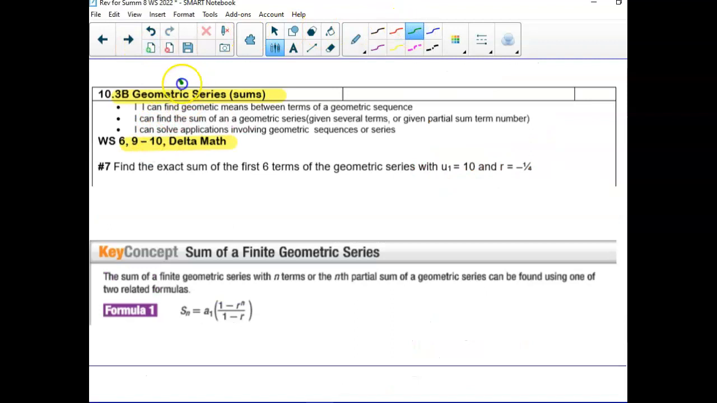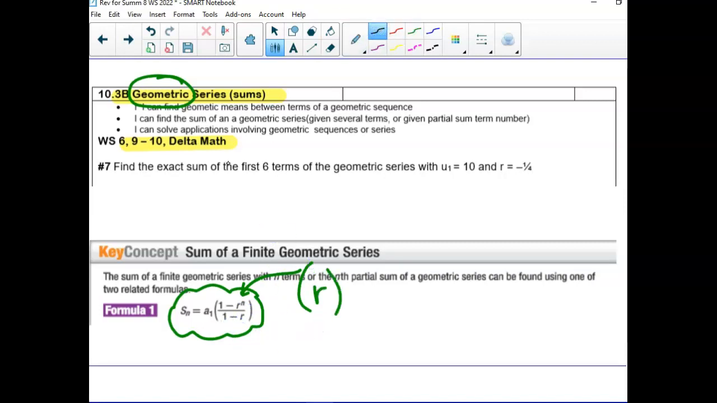All right, then it switches back to geometric sums, and this is the formula. There's a couple versions of the formula on the reference sheet. I don't have the Delta Math version on this printout or this slide, but does anybody remember what the big deal is? The big deal to getting this right is that that R needs to be in parentheses, especially if it's either negative or a fraction, okay? So make sure you put parentheses around the R.